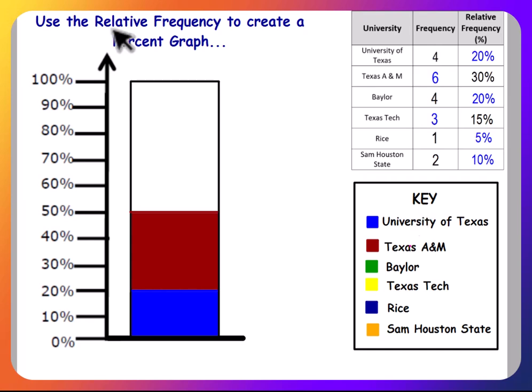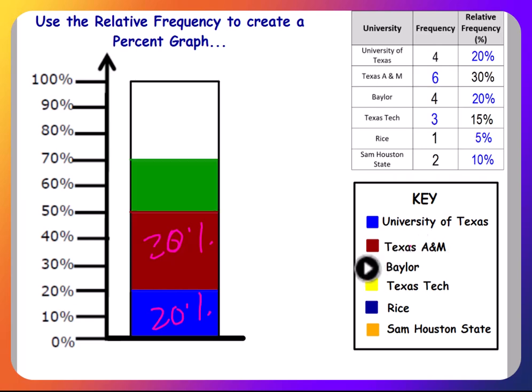And you can go through and write on here. When you're getting ready to answer questions, you can say, okay, this blue section for the University of Texas is 20%, and when I go from 20 to 50%, that means Texas A&M would be 30%. Do the same thing for Baylor. Baylor is 20%. So we would go from 50, add 20%, and you get 70%. So there's 20% for Baylor.